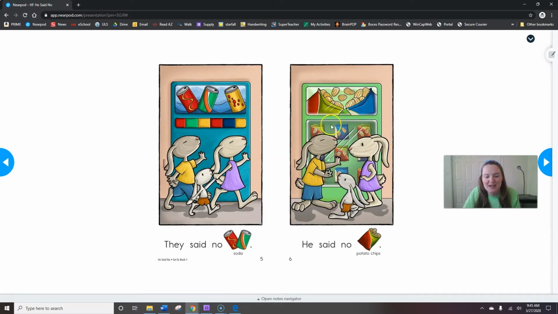Oh, now they get to a machine that has chips. Potato chips. And it looks like dad is saying no, but mom's not saying anything. So let's see. It says he. Ready? He said no potato chips. Can you say it? Okay, next page.